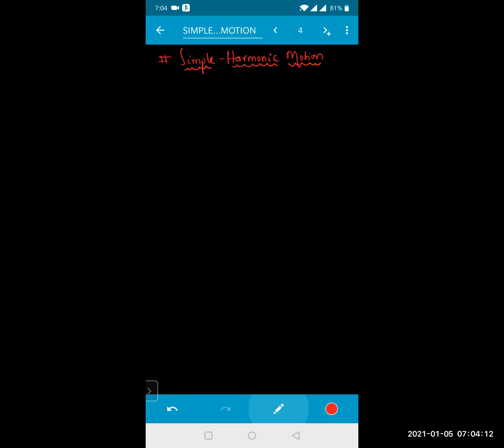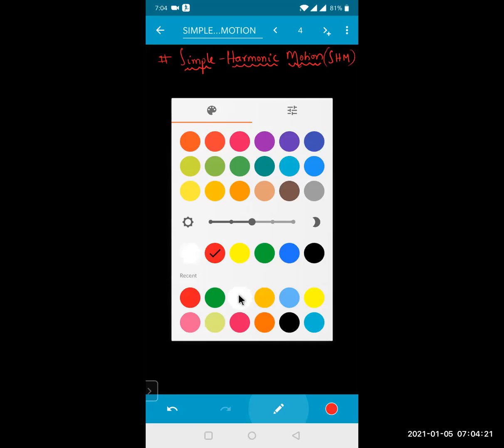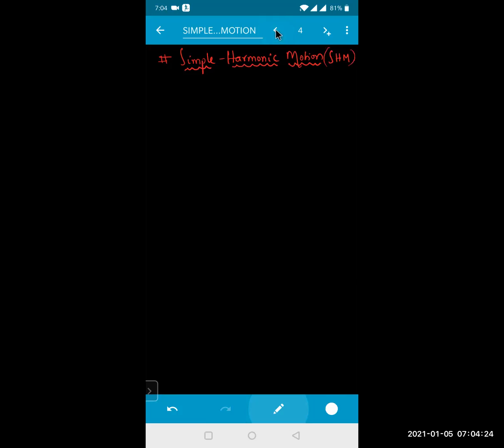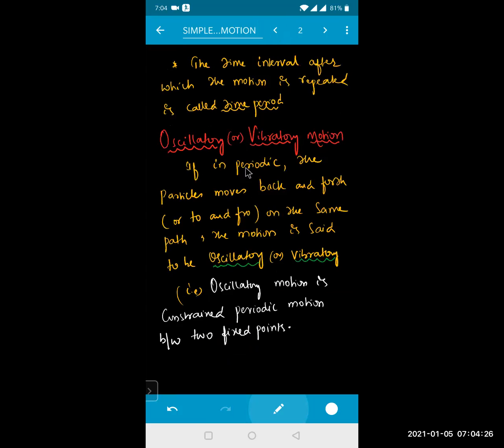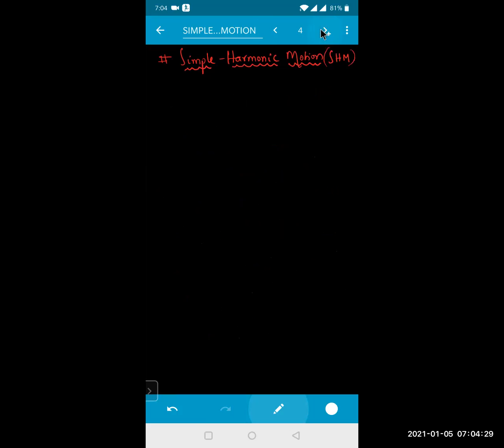Okay, so now what is exactly simple harmonic motion? In shorter form we call it SHM. It is the simplest form of oscillatory motion, beta. The simplest form of oscillatory motion is simple harmonic motion. So I can say that SHM is the simplest form of what? Oscillatory motion.